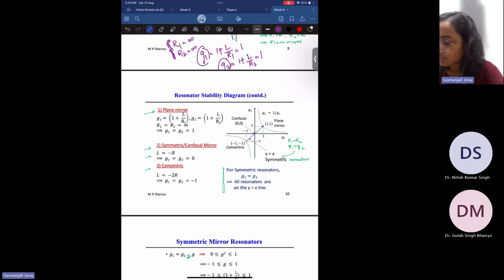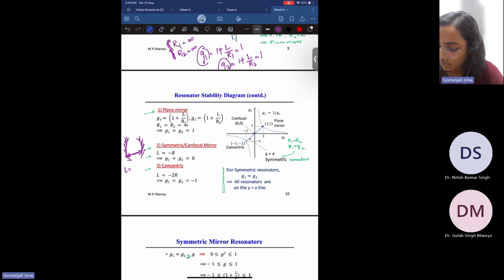Now, if you see the symmetric confocal mirror, let's say we have two concave mirrors. Please remember that for a concave mirror, R is negative. For this setup, we have already seen the length L.